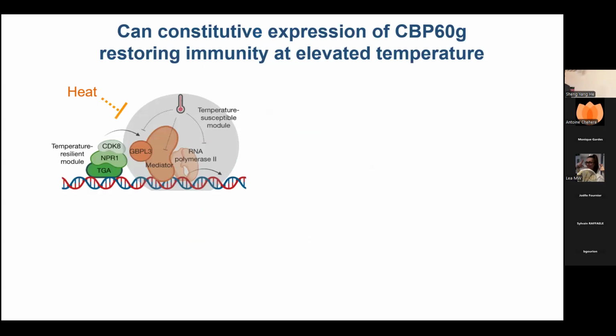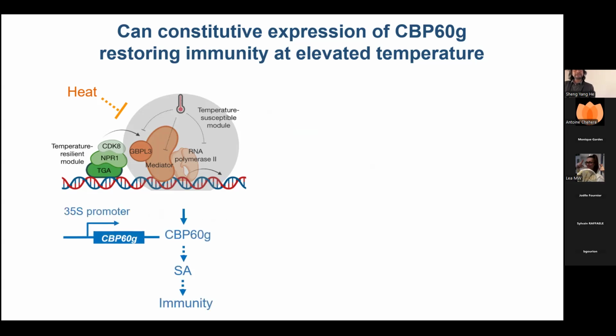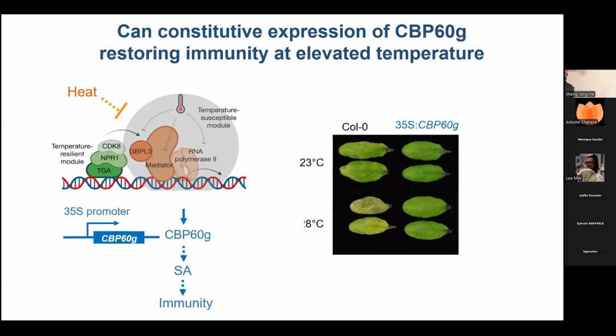So knowing this step is temperature vulnerable, what we wanted to do for that particular work was to bypass this. Can we rescue immunity by putting CBP60G under a constitutive promoter like the 35S promoter, like we did with ICS1, to see whether that can rescue the immune response? So in this case, it does.